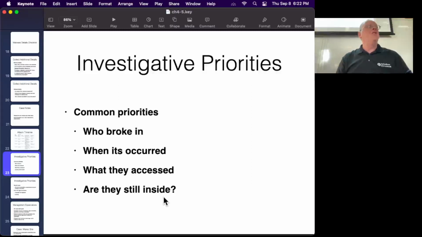Knowing who they are is actually not that important, because you're not going to go arrest that one person. Even if you could, that's not going to solve the problem. You have to block the vulnerability that let them in, or somebody else might come in the same way.